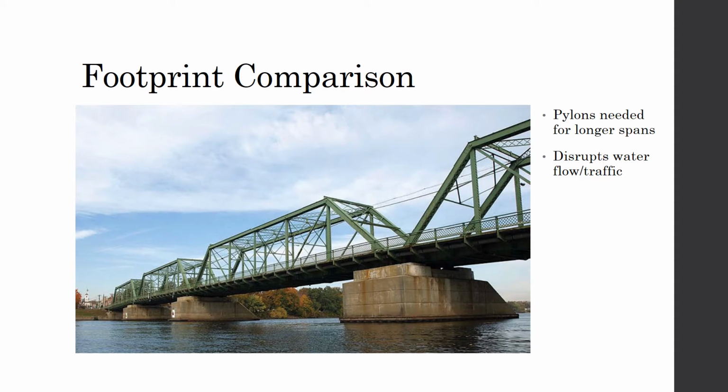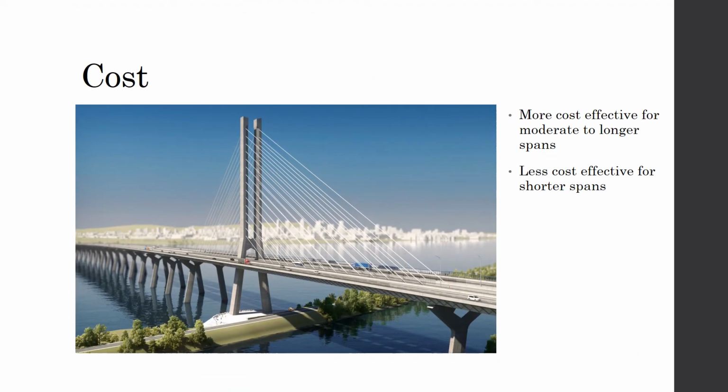By contrast, for similar spans, a more traditional truss-style bridge requires large pylons spaced periodically across the span in order to support the decking surface of the bridge. This creates a disruption in the flow of water and boat traffic going under the bridge. In general, cable-stayed bridges tend to be more cost-effective for longer spans, but less cost-effective for shorter spans, where the cost of the cabling reduces the design's economic feasibility.